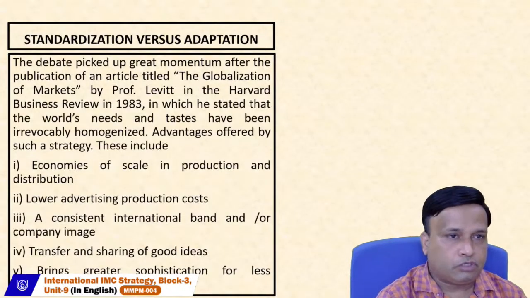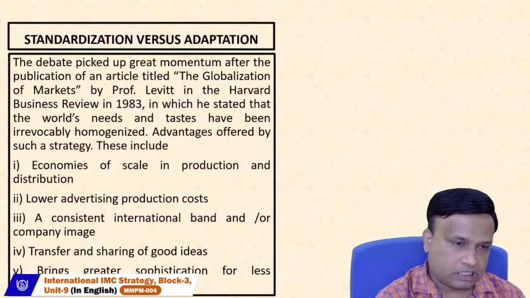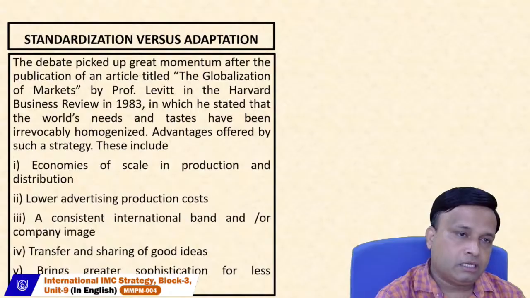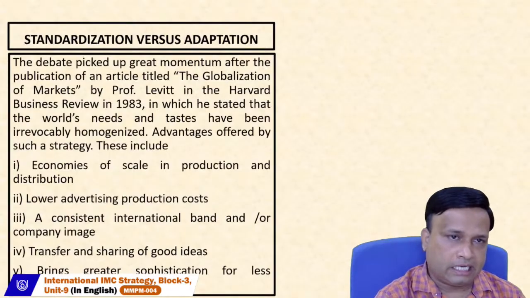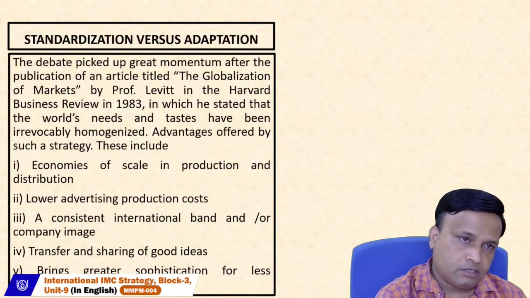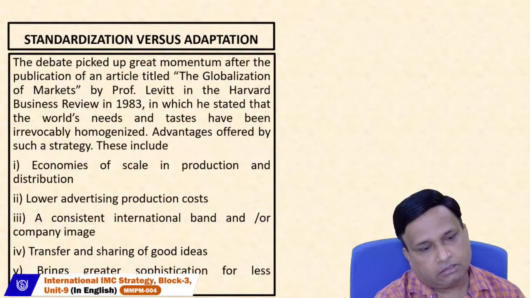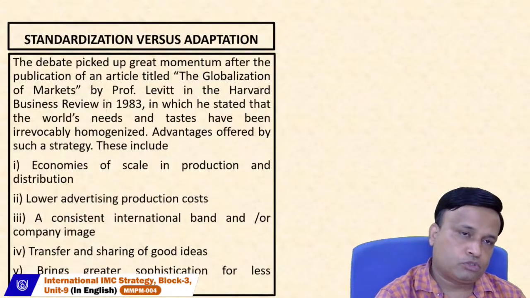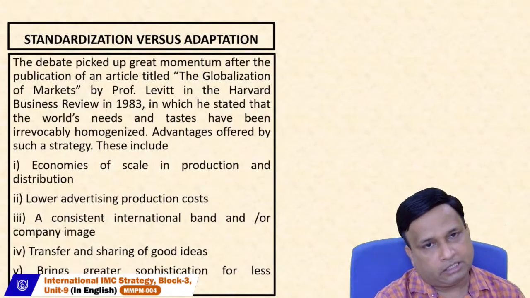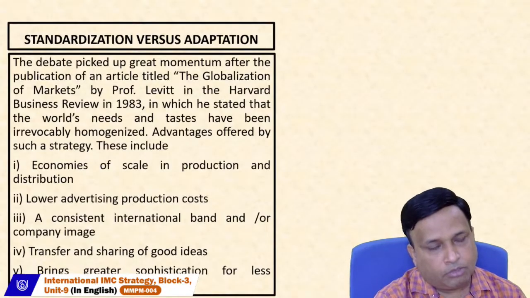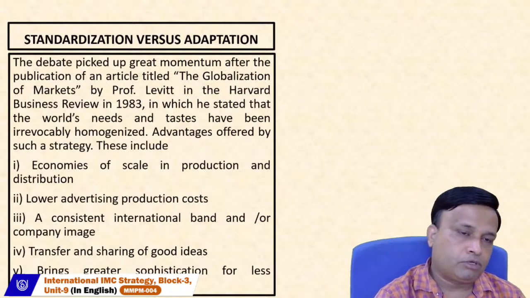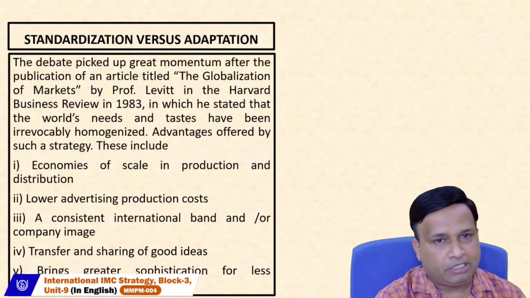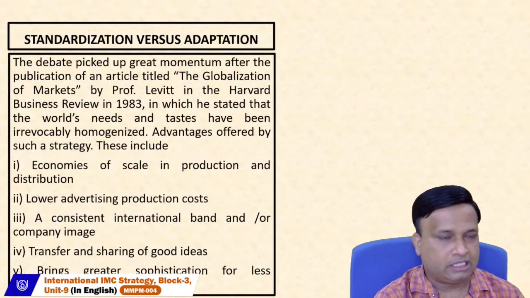We're talking about the two approaches. We have already talked about this in the case of product: companies can go for standardization or adaptation. When you talk about standardization, you have a common approach for all the countries. You have a common product, common price, common promotions.